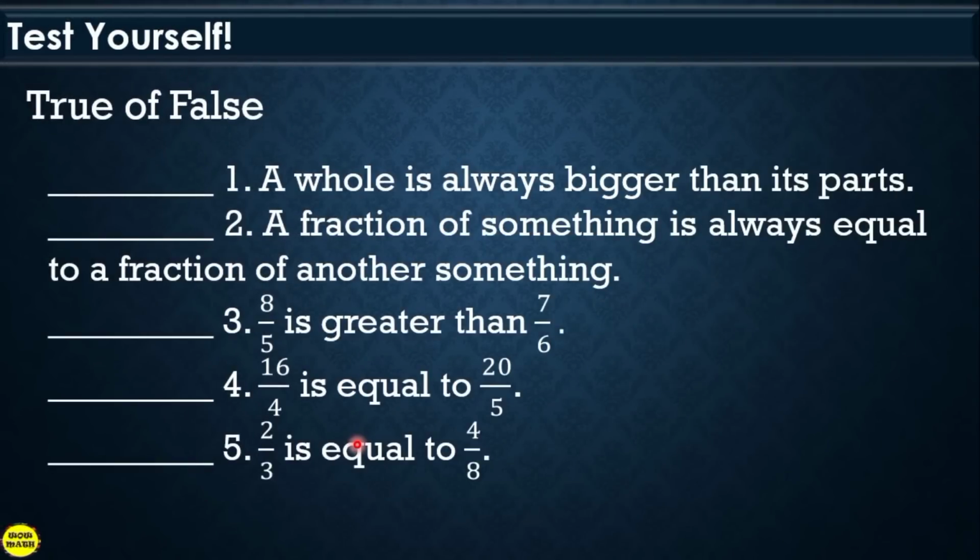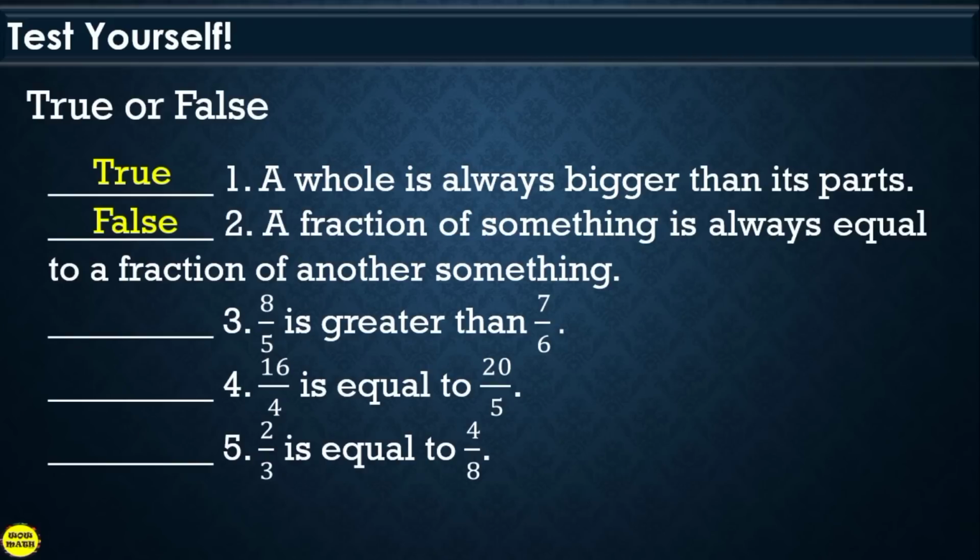Test yourself, true or false. Okay, test yourself, true or false. Number 1. So, pwede niyo akong sabayan, class. Okay, sabayan niyo ako sa pagsagot. Number 1, a whole is always bigger than its part. True or false? So, the answer is true. A fraction of something is always equal to a fraction of another something. That is false, no? Hindi lagi equal yon.